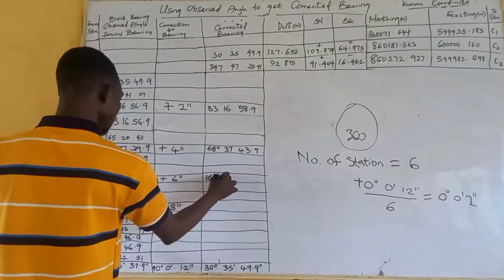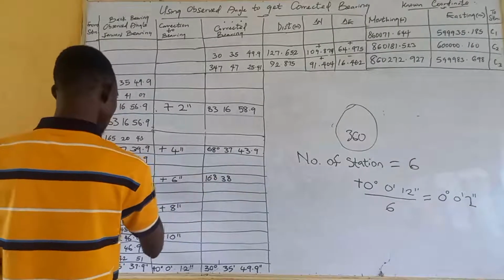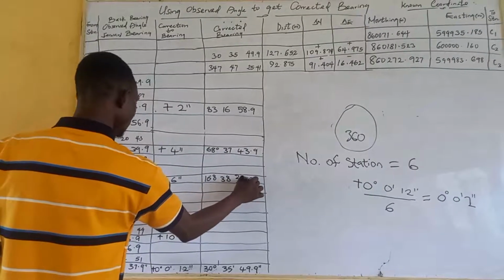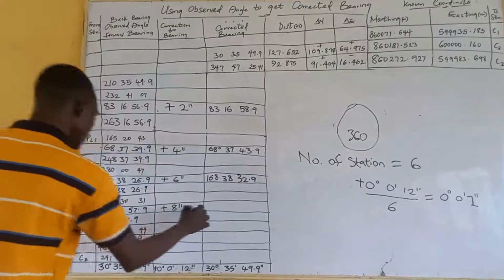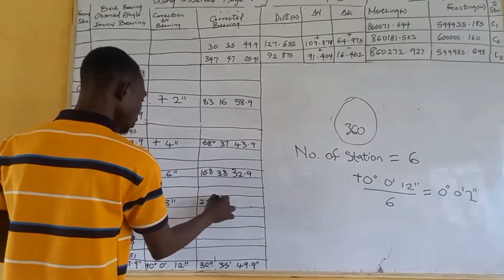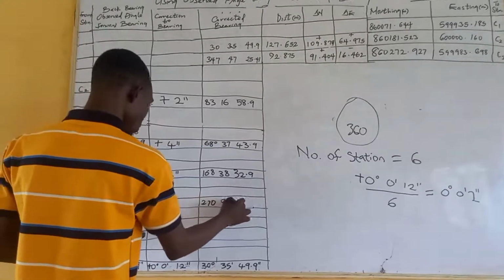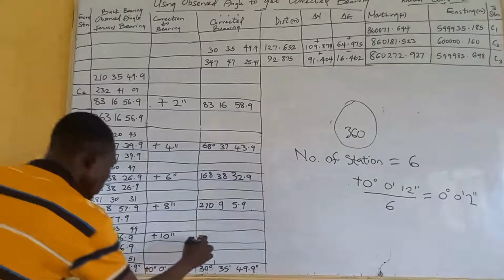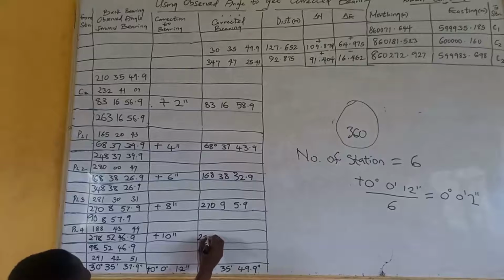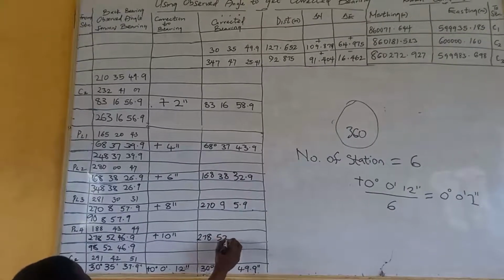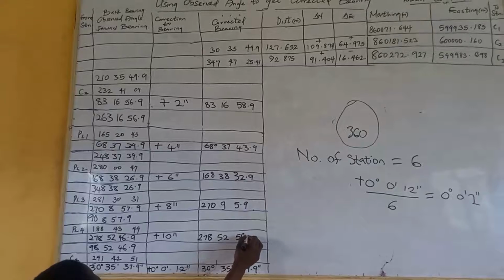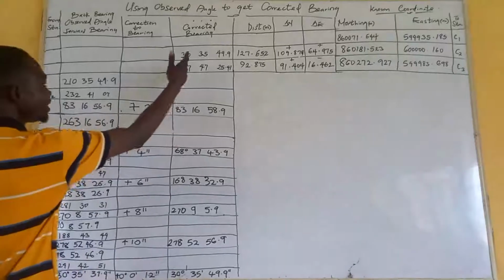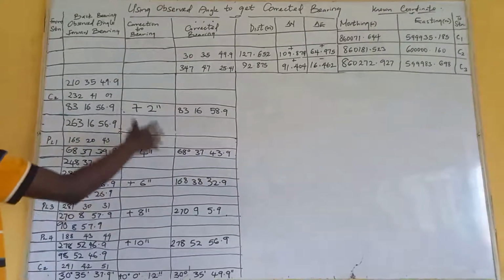This one is going to give us 168 degrees, 38 minutes. This 26 plus 6, that is 32.9 seconds. Likewise, this is going to give us a remainder of 1 minute. So this one is going to be 9, while this one is going to be 5.9. So for this now, it's going to give us 278 degrees, 52 minutes, 56.9 seconds.